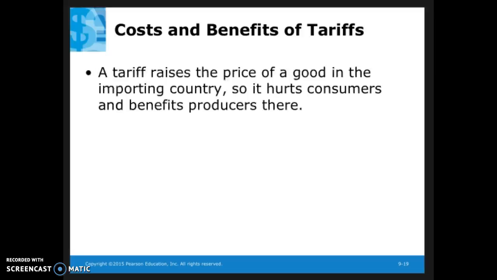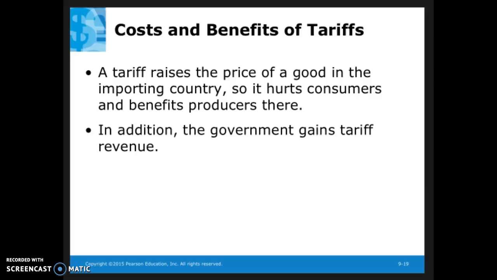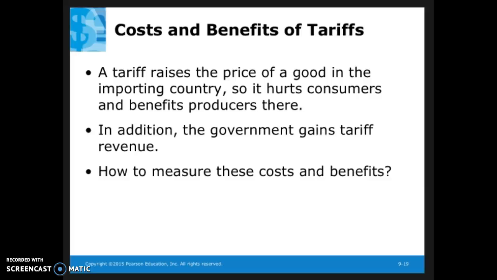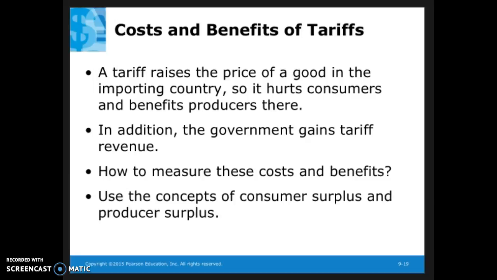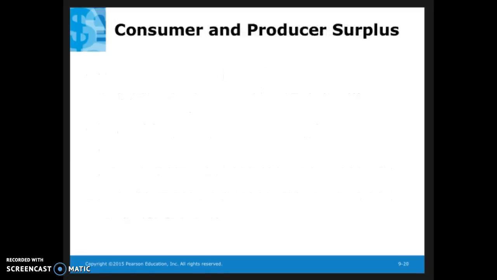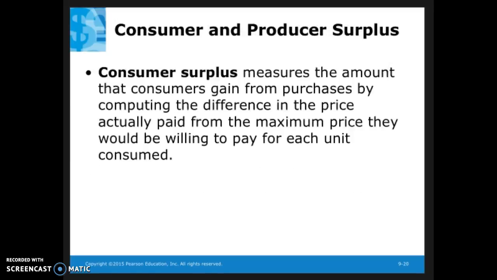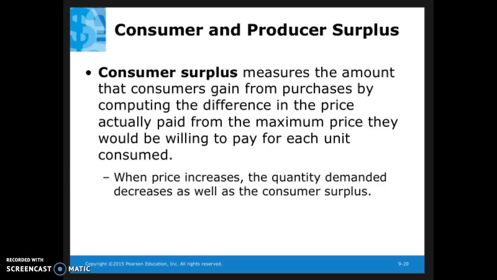Tariffs raise the price of goods in the importing country, so they hurt consumers and benefit home producers. In addition, the government gains tariff revenue. So how do we measure this? We use the concepts of consumer surplus and producer surplus. Consumer surplus is the amount consumers gain from purchases, computed as the difference between the price actually paid and the price that they'd be willing to pay. When the price increases, consumer demand decreases, as does consumer surplus.